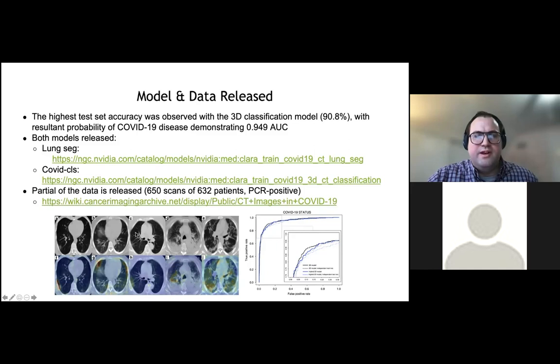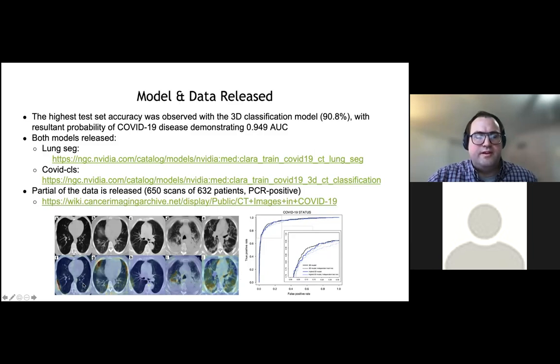Those models were then released. We made the data also available. So part of this data set was publicly released and is now in the Cancer Imaging Archive. And the lung segmentation and COVID classification models are available on our NGC NVIDIA GPU Cloud website.